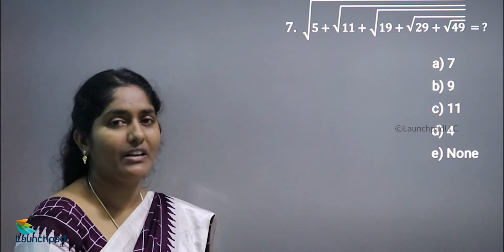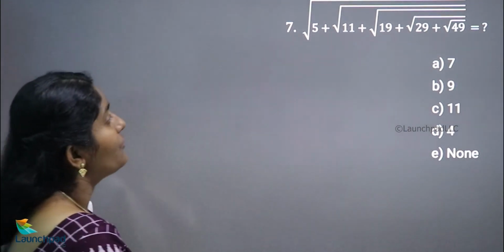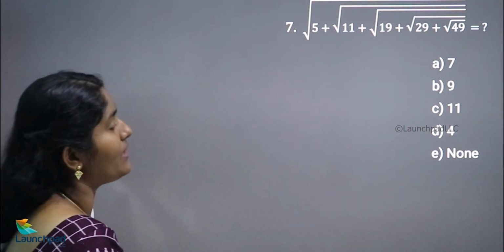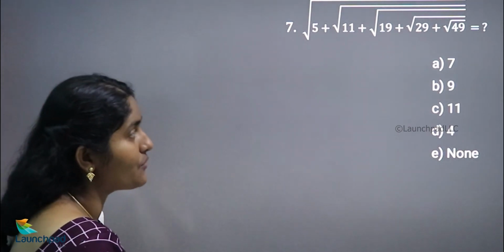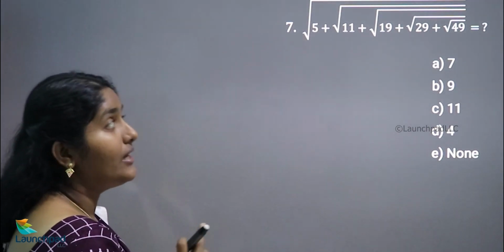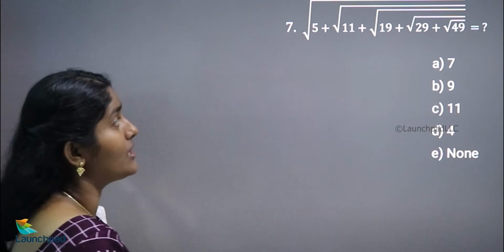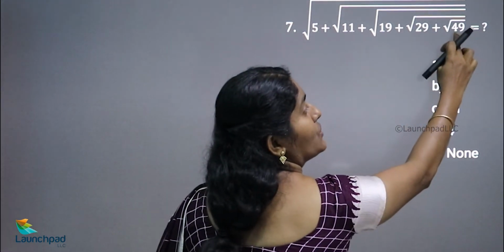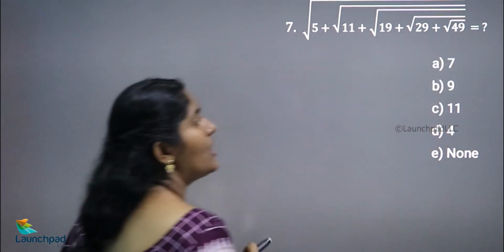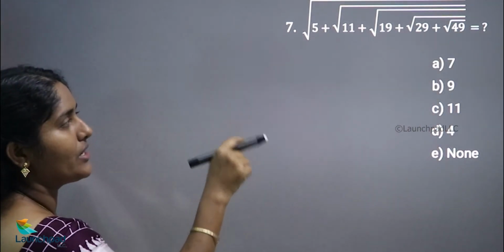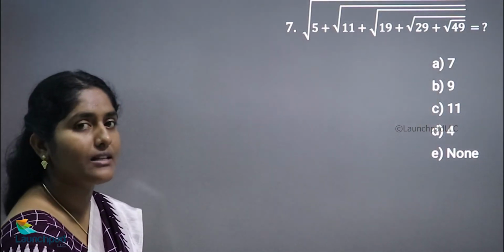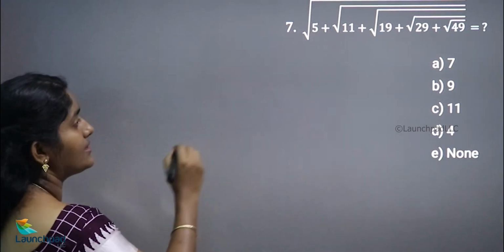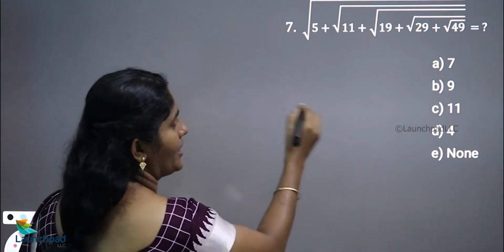Your next level question is root of 5 plus root of 11 plus root of 19 plus root of 29 plus root of 49. In this type of question, definitely the question ends with a perfect square. What is your perfect square? Root of 49. Which number squared gives that? 7. See, listen carefully.